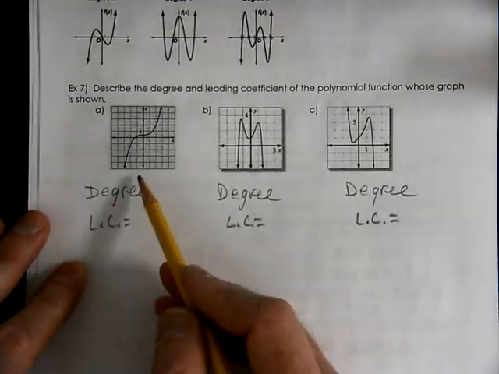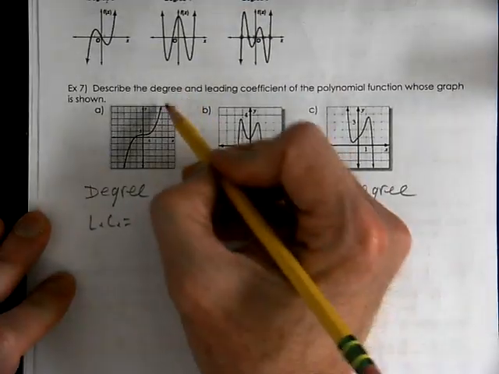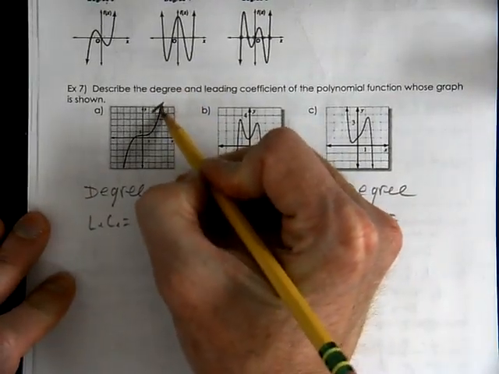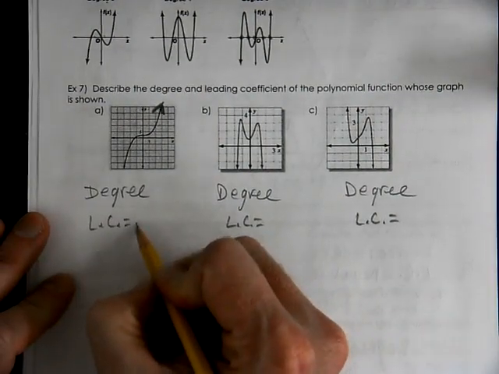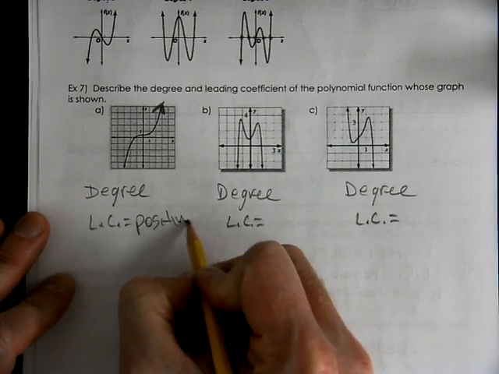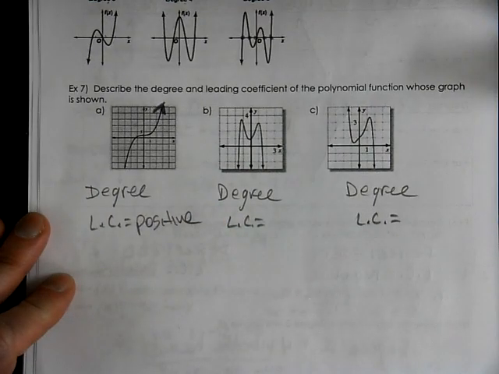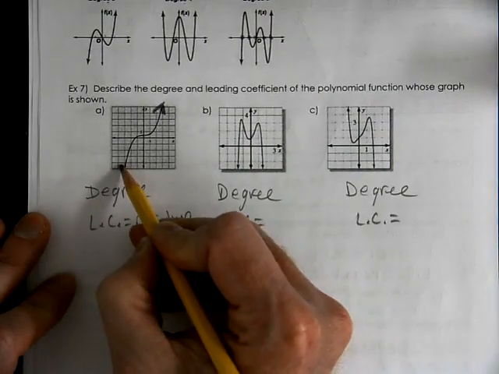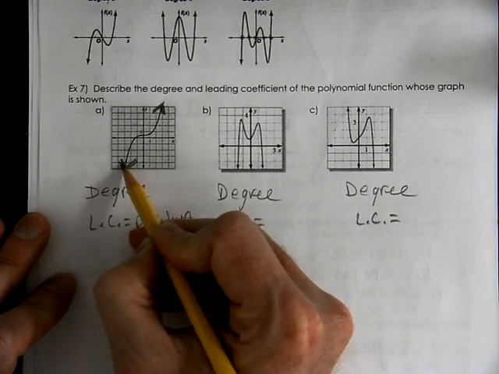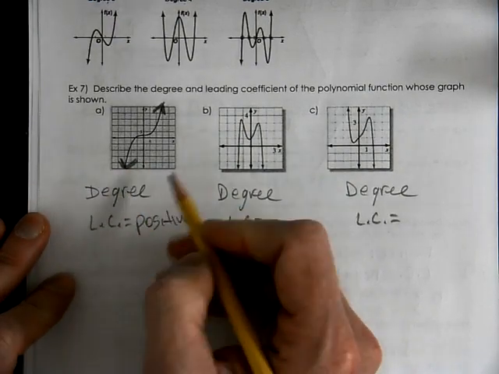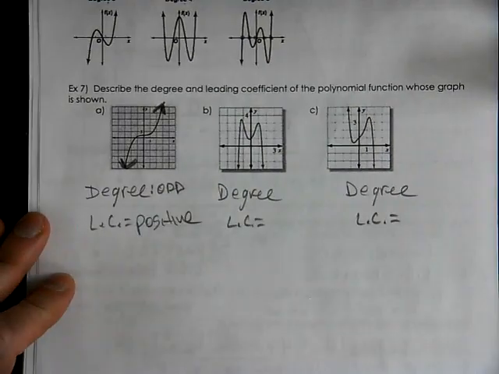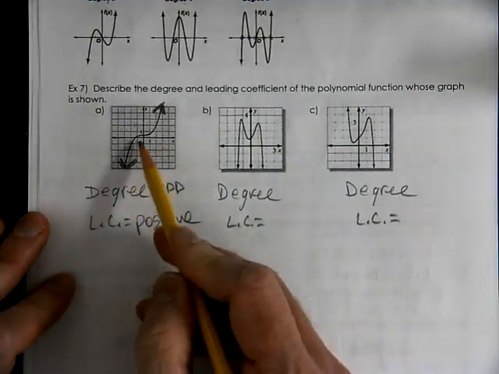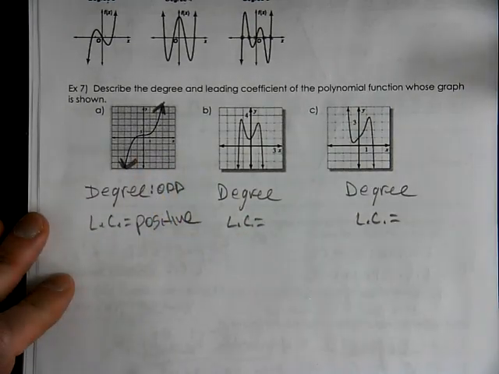So here, what you want to look at first is that the graph is heading up. When it's heading up, you know it has to be a positive leading coefficient. This one's heading in opposite directions, so you know the degree is going to be odd. This is probably an x cubed graph.